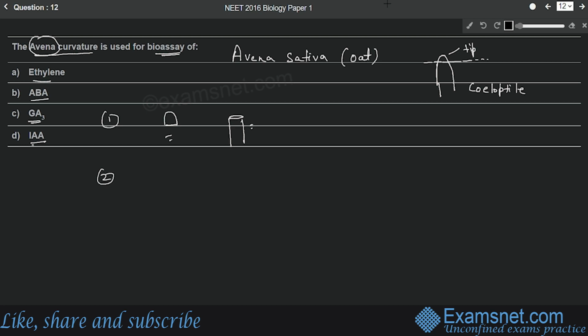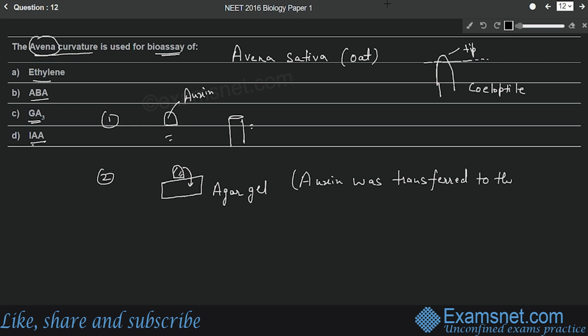It was already known that the tip consists of auxin. Okay, the auxin is synthesized in the apical part, right? So what happened? A block of agar gel was taken. Okay, agar gel, and this tip part was kept on this agar gel, so the auxin got transferred into this agar gel. So now the gel consisted of the auxin.